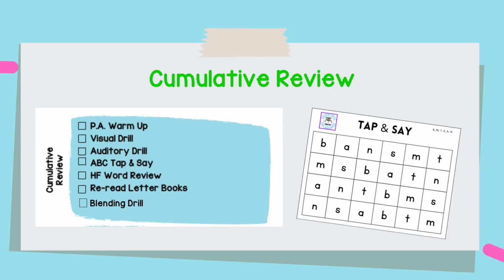In the beginning of the year, when you're early on in the letter learning phase, you're going to do more visual and auditory drills, where when they get more and more letters and they're learning how to blend, you might move into blending drill. Also, you're going to want to use observation data. So what letters are you noticing students are having difficulty forming and remembering the sounds? Those are letters you're going to want to bring back up into that cumulative review.